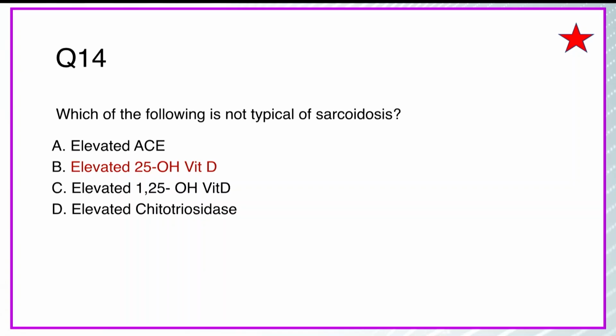Not typical of sarcoid. So all other things are seen. Chitotriosidase is a marker of macrophage activation, so that can also be seen in sarcoidosis. 25-hydroxy vitamin D is going to be rather low rather than elevated.